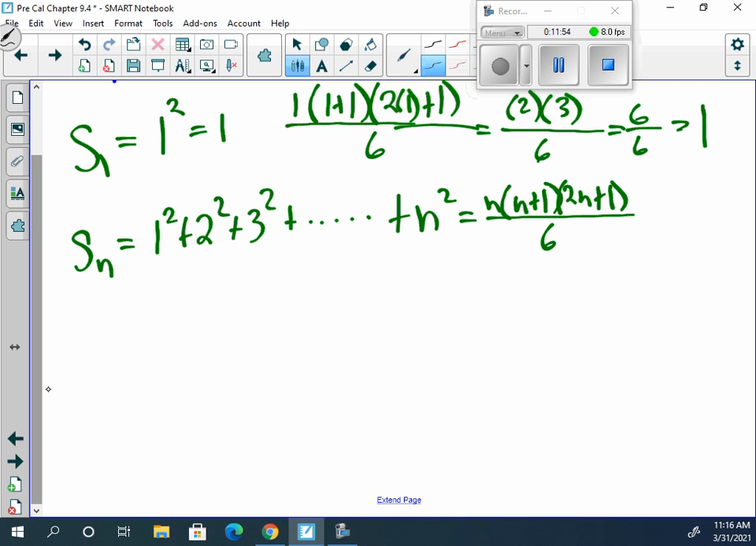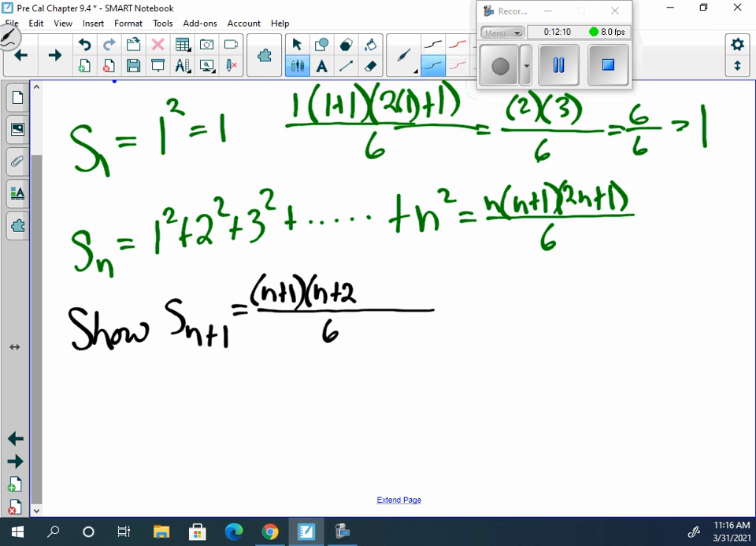Now what we want to show is that S of n plus 1 is equal to, it's still all going to be over 6, we're going to have n plus 1 times, we'll have n plus 1 plus 1, n plus 2, times what would be 2n plus 3, because 2 times n would give us 2n, 2 times 1 is 2, plus 1 is 3.